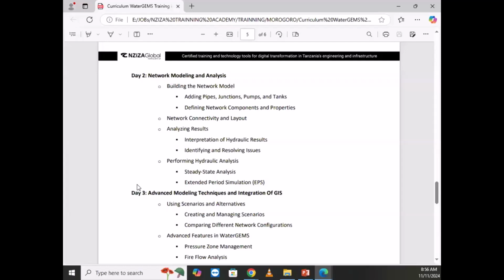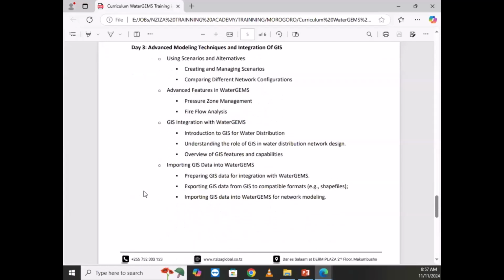On the third day, we will be doing advanced modeling technology and how to integrate it with GIS.